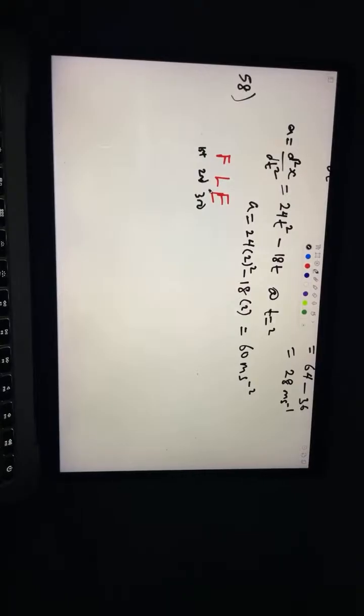So let's now use that to answer the question. Question 58 says, which of the following is false? The first type of lever has a pivot between the load and the effort. Yes, that's correct. F is the fulcrum, the pivot, L is the load, E is the effort. So A is correct because the fulcrum is in the middle for the first type of lever.